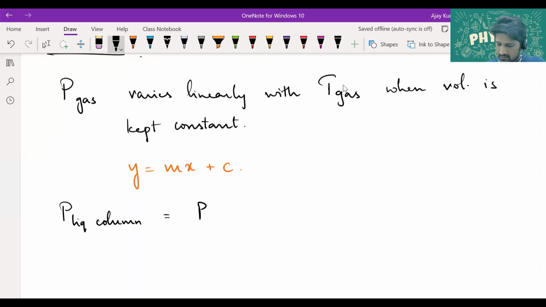Okay, it is expressed as P naught plus rho g h. If the liquid column is non-accelerated, this is how it is expressed: P naught plus rho g h. We had learned this in fluids.